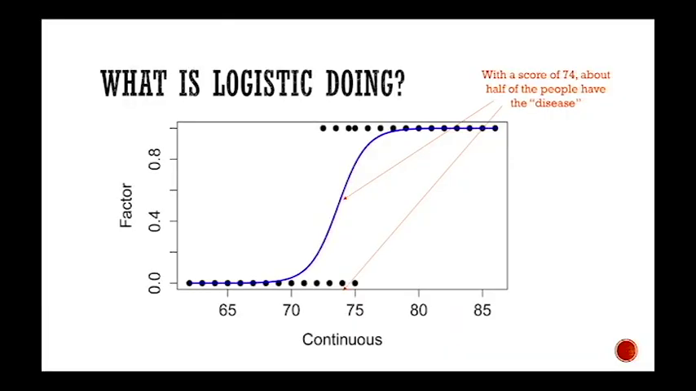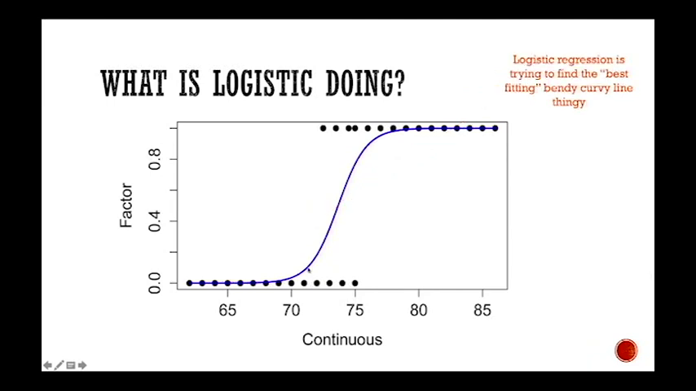And so how do you read this? Well, like that text says there, with a score of 74 on the continuous variable, if you go up, about 50% of the people have the disease, or whatever the binary factor is. And likewise, with a score of 65 down here, almost nobody has the disease, so it is predicting that nobody has the disease. Basically, logistic regression is just trying to find the best fitting bendy curvy line. So that makes them a little bit awkward to visualize, but it's still possible.